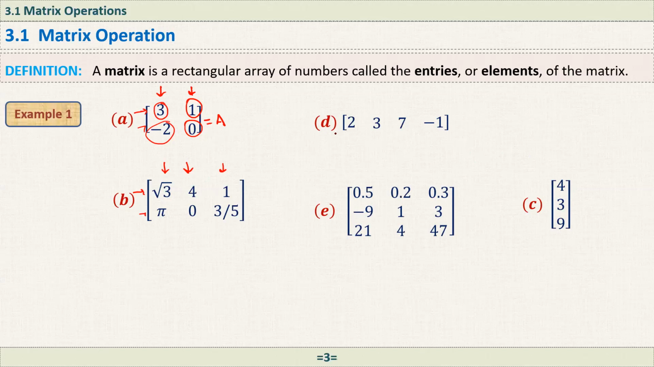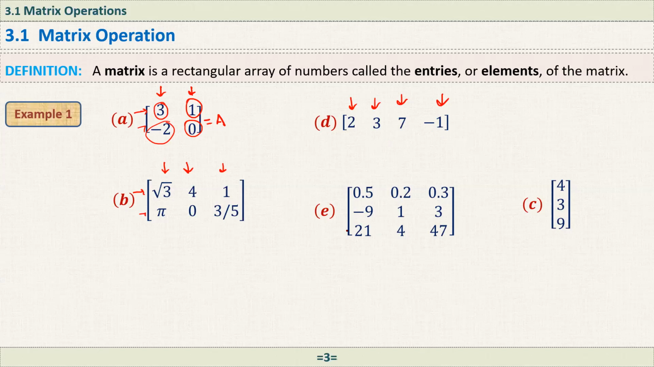And how about this D? In D, as you see here, we have only one row. One row, how many columns? Here we have 1, 2, 3, 4. So if a matrix has only one row, then we call this a row matrix. It's like a row vector and a column vector.